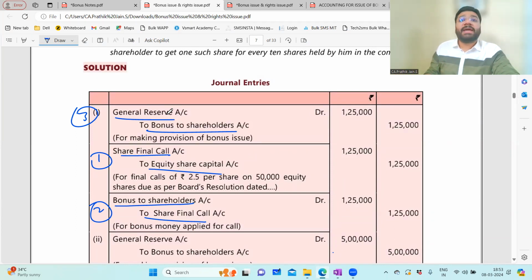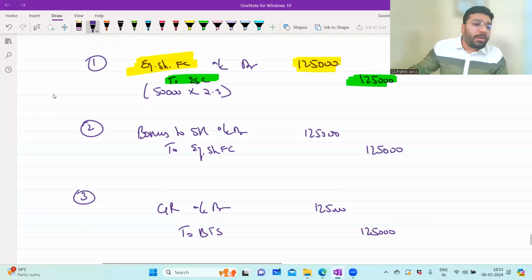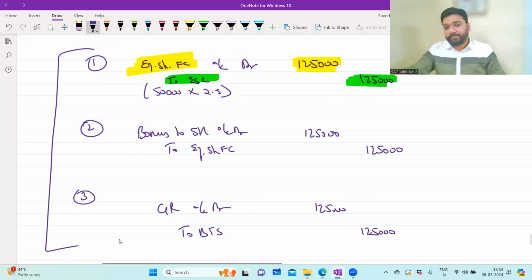Or you'll be confused about why GR is debited, why bonus is credited, and why again we are debiting it. All confusion will happen. So whatever story I narrated, as per that, this is the right order.